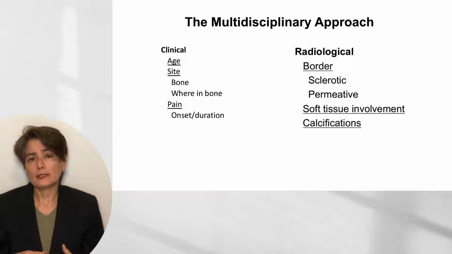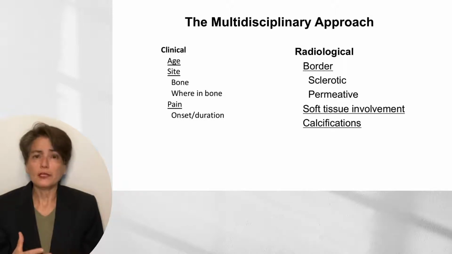I also like to know if there's soft tissue involvement, which is very strongly correlated with aggressive behavior. And then calcifications and the quality of those. Are they the popcorn calcifications we see in enchondromas? Is there calcification in a soft tissue mass, which strongly suggests osteosarcoma?